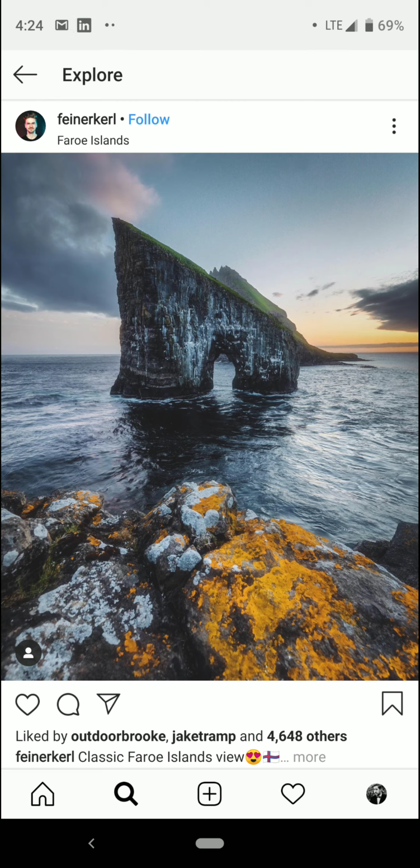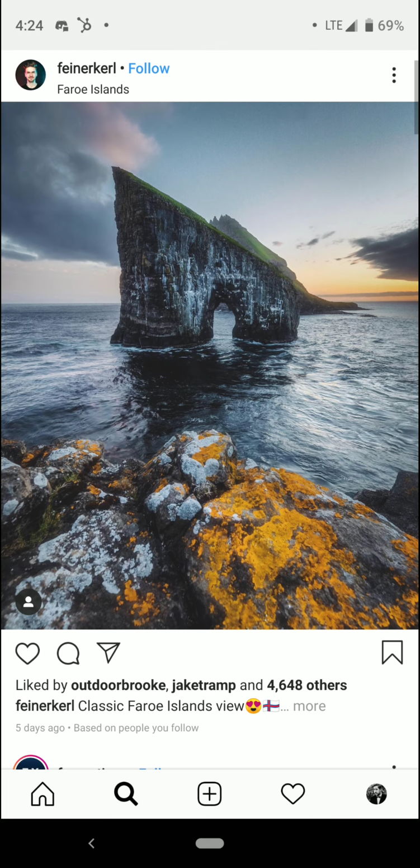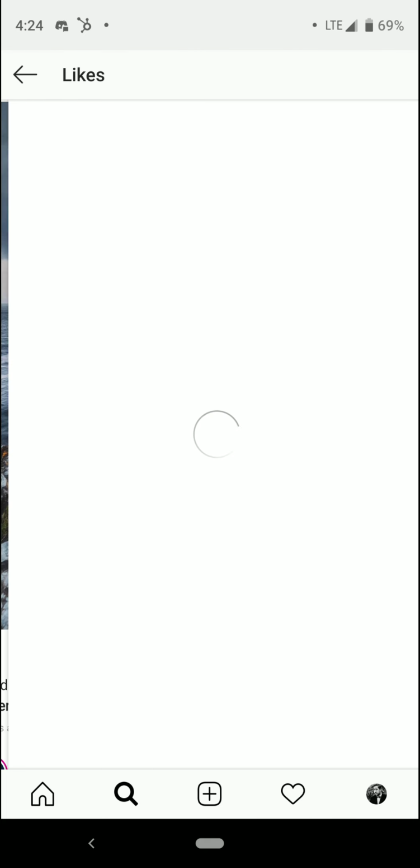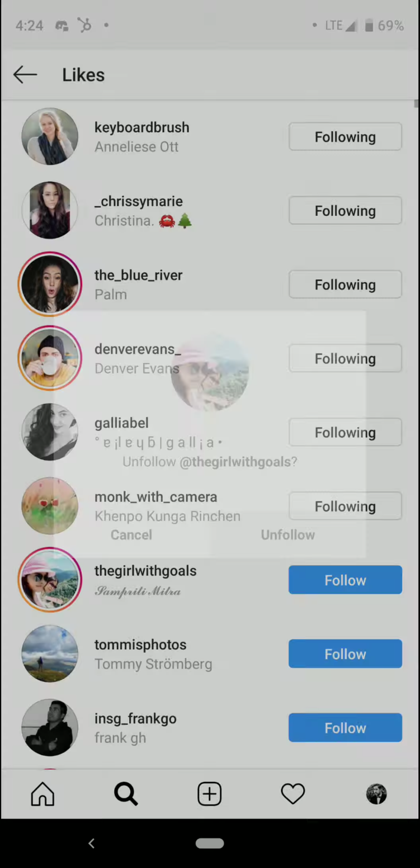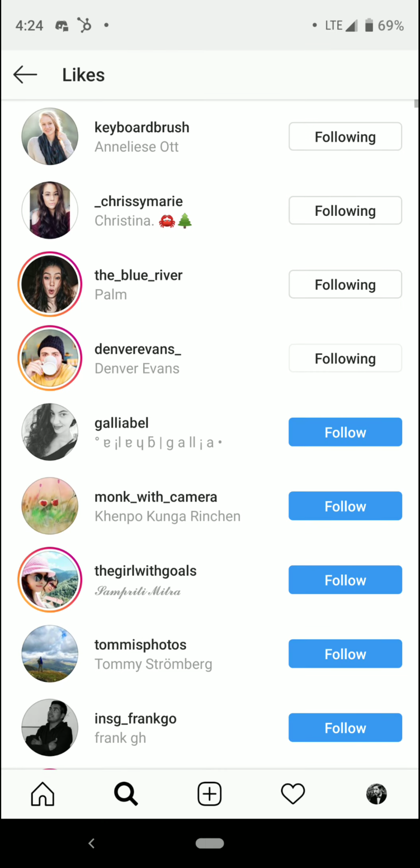What we're going to do in one session is sit down and follow anywhere from 150 to 250 people in a single session. And then what we're going to do from there is we're going to wait 24 to 48 hours until we choose to unfollow that person. The way that we're going to unfollow that person is by coming back to this picture and just kind of going down the line and unfollowing the people that we followed from this picture.